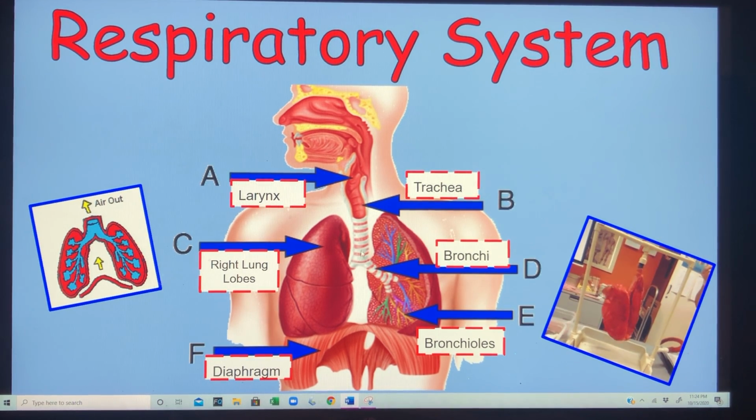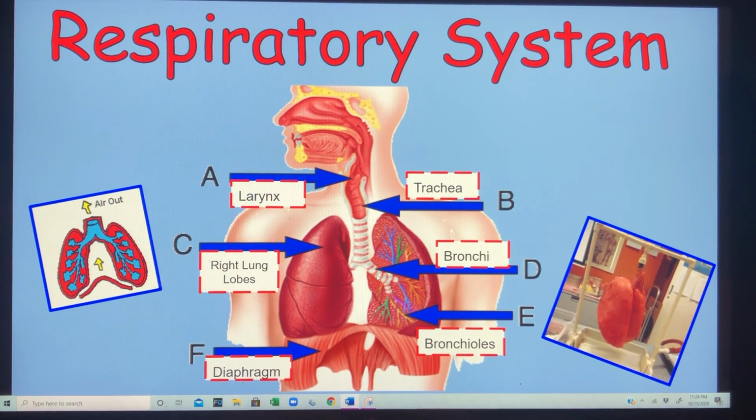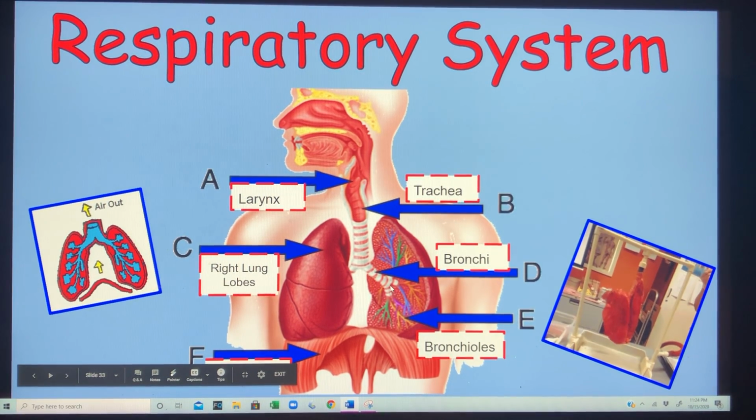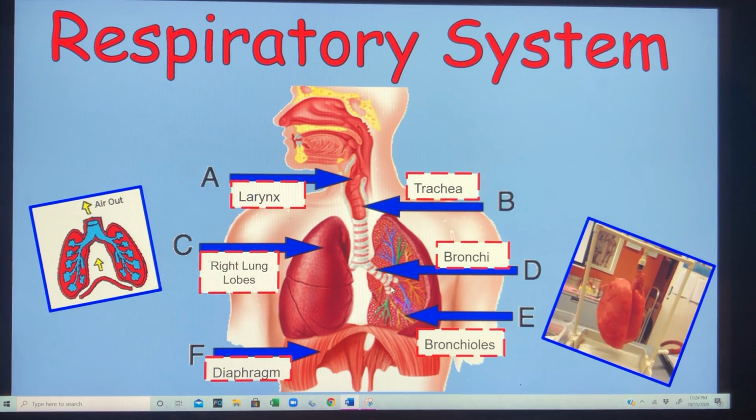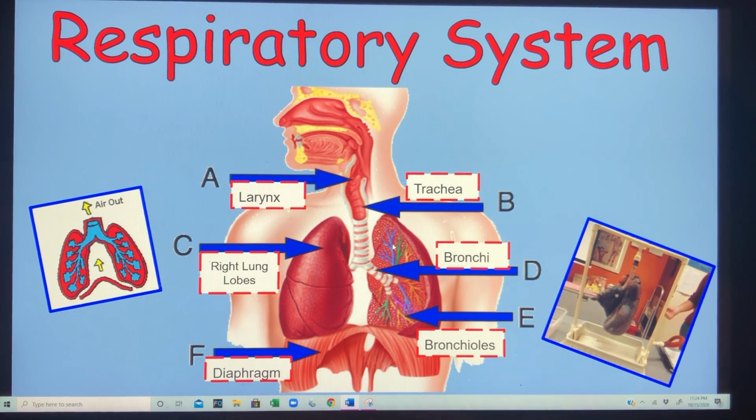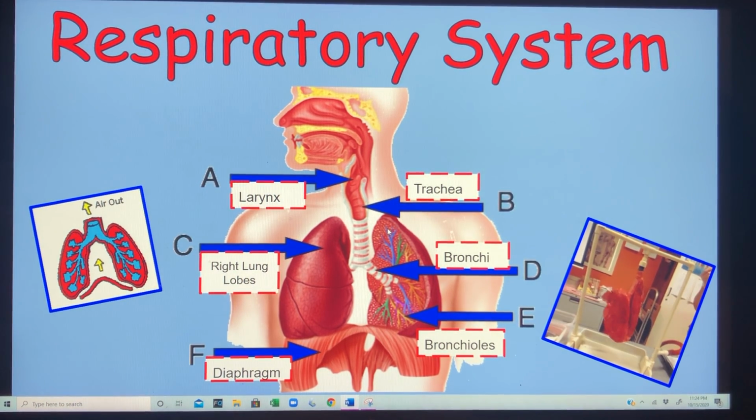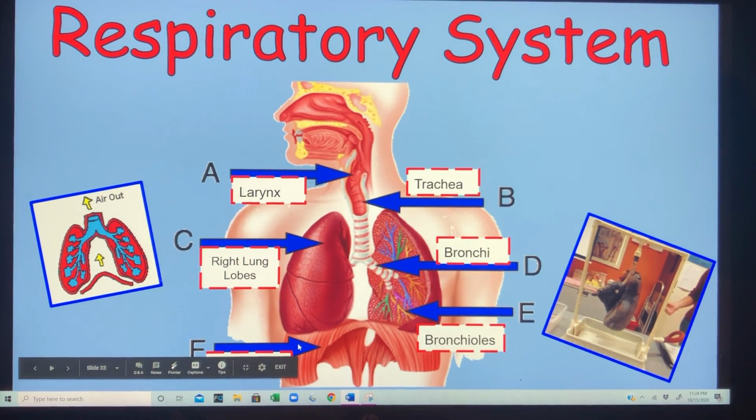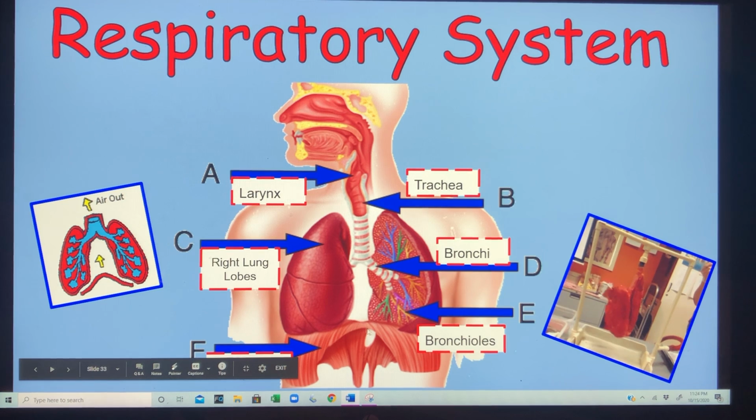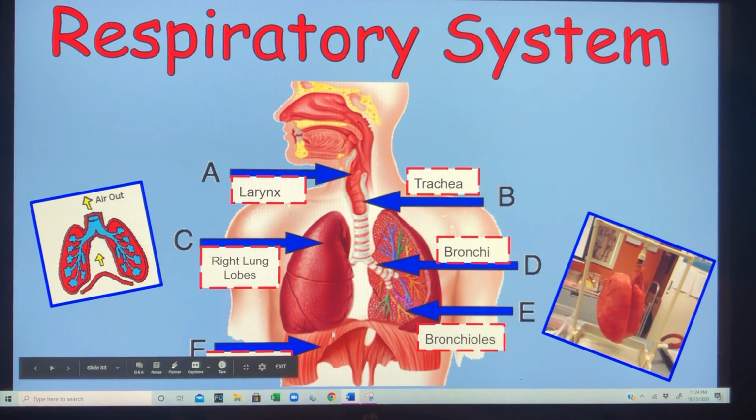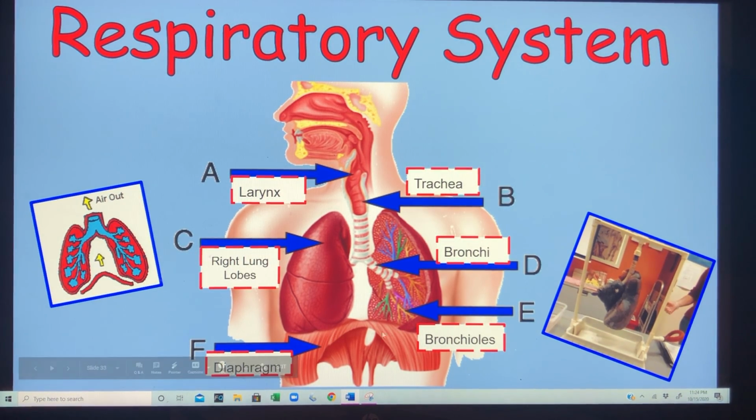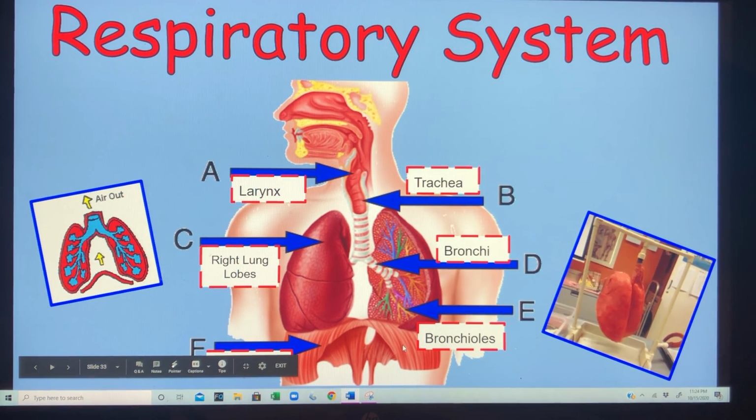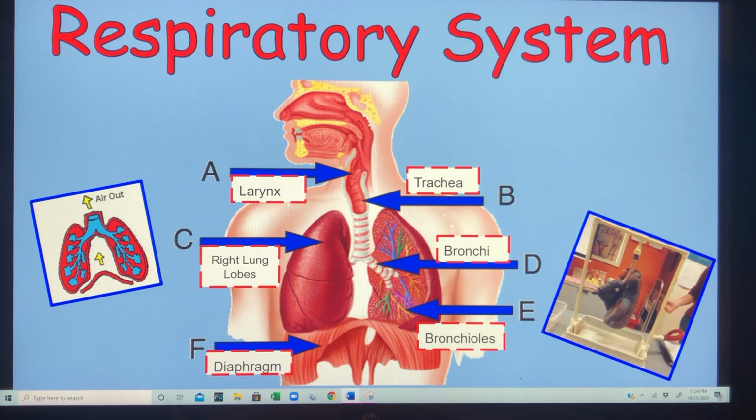Those are the two branches that break off from the trachea. E is pointing to the bronchioles. These are the branches that break off of the bronchi. They're smaller. They look like the branches and limbs on trees. And F is pointing to that large muscle that is below your lungs that helps aid with respiration. It helps bring air into the lungs and it helps push air out of the lungs.